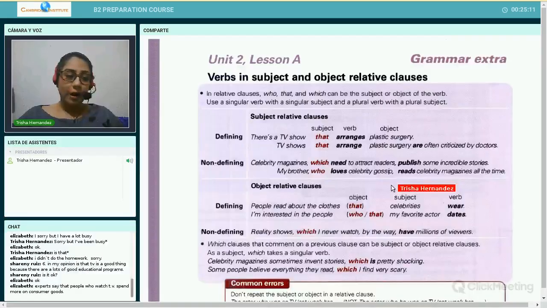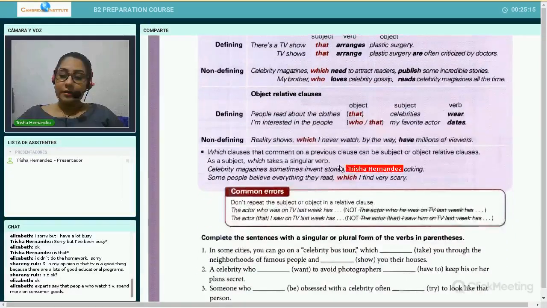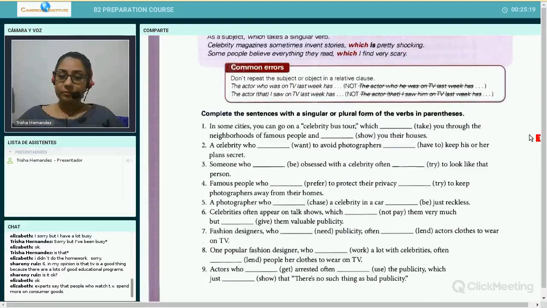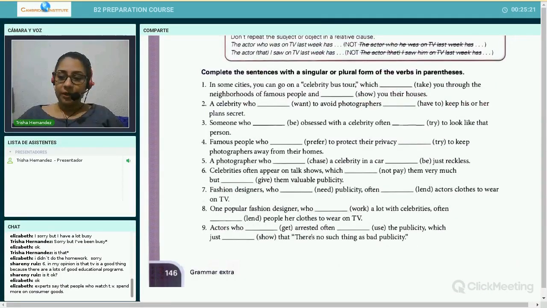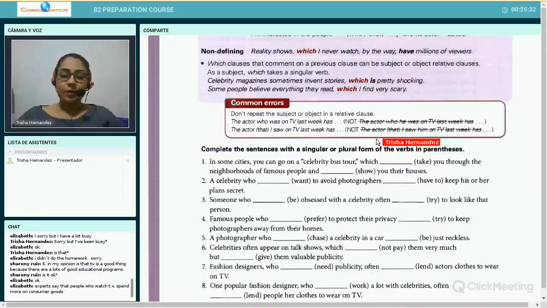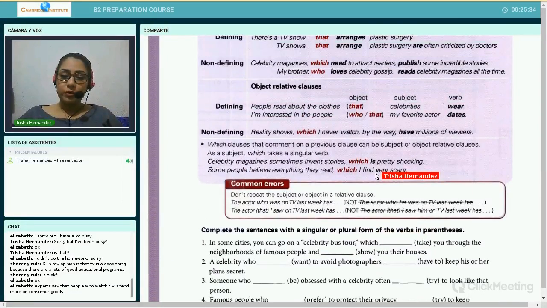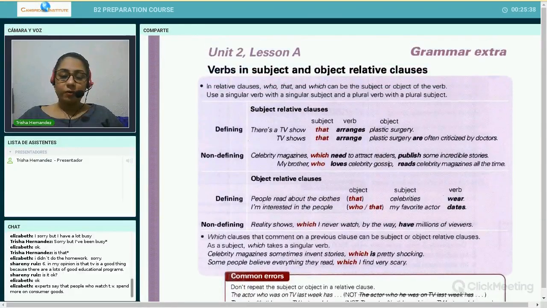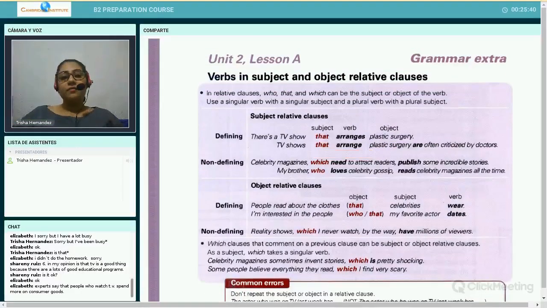This is only grammar. You have this page also in your book. This is page 146. Okay, so you can go to that page. I'm going to read you the grammar chart that says there.